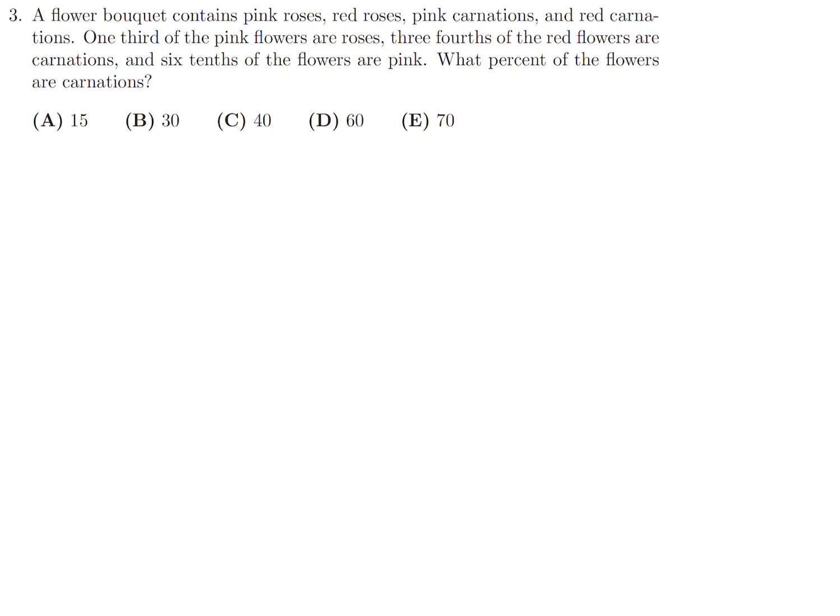A flower bouquet contains pink roses, red roses, pink carnations, and red carnations. 1/3 of the pink flowers are roses, 3/4 of the red flowers are carnations, and 6/10 of the flowers are pink. What percentage of the flowers are carnations? So we have PR, pink roses, we have PC, pink carnations, red roses, RR, and red carnations. So they're saying that 1/3 of the pink flowers are roses. So 1/3 of these pink guys are roses. And that means 2/3 are carnations.